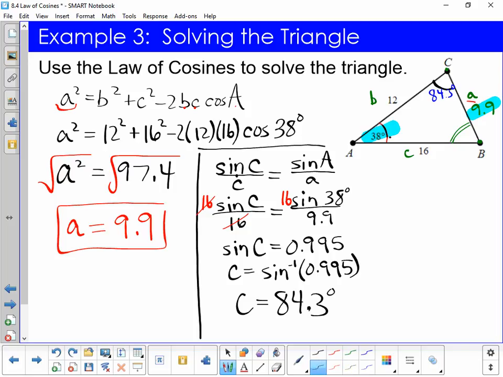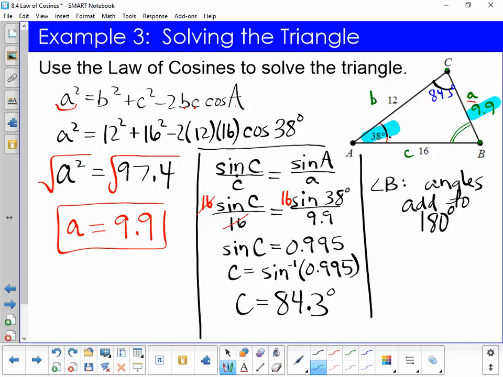We have two angles in the triangle. The angles have to add up to 180. So angle B must be, if we subtract the 38 degrees and the 84.3 degrees, we come up with that angle B is 57.7 degrees.